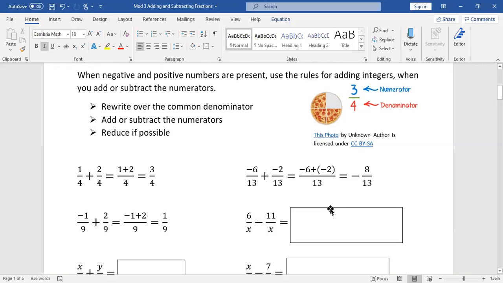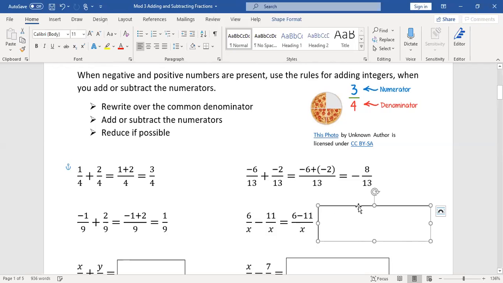Now my fourth example has a letter with it. A lowercase letter represents a value. They're called variables. They vary in their values because the value may change depending on the situation. But if they're the same letter, they're the same value. If they're different letters, they're going to be different values. So if I have an x in my denominator and they both are x's, that means they have like denominators. And I can rewrite that over the common denominator.